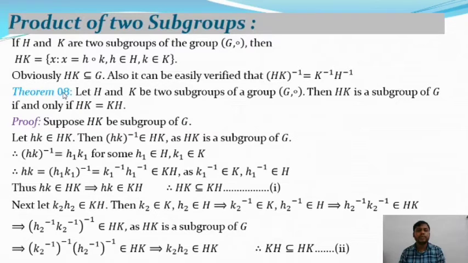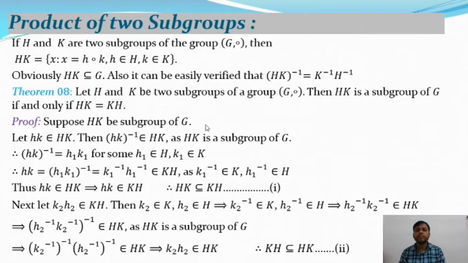So here is the theorem on the product of two subgroups. Let H and K be two subgroups of a group G under composition. Then HK is a subgroup of G if and only if HK is equal to KH. So here is the proof of the above theorem. Suppose HK is a subgroup of G.